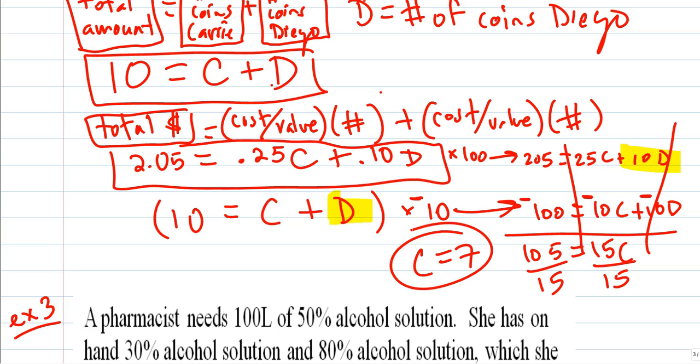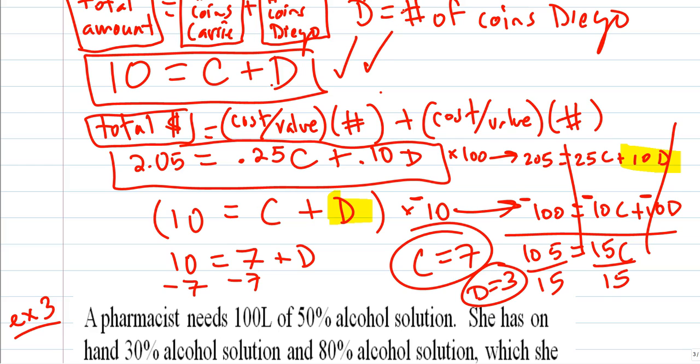All done? No. Remember, we got to figure out how many coins Diego has. Well, Diego has 10 = C, 7 plus D. Subtracting the 7, D must equal 3. Take a second and verify this. I know that 7 plus 3 is 10, so it checks out that equation, but it should also check out with the amount.